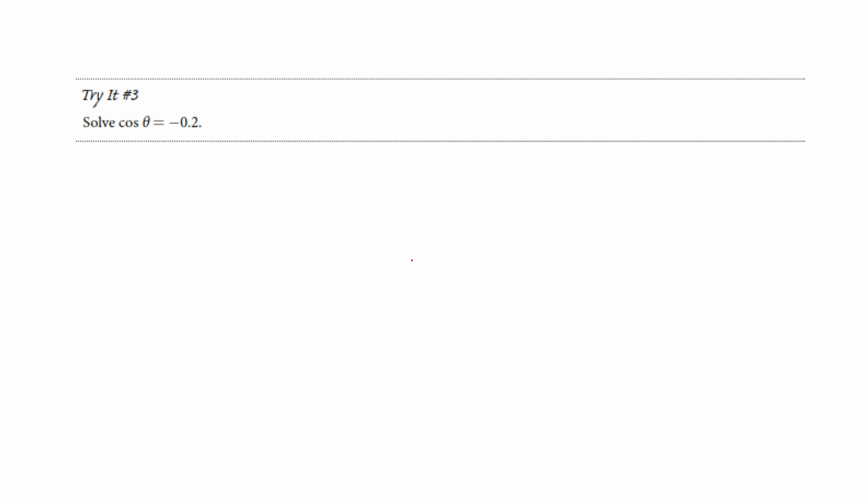Okay, so we would do the same thing. I would do inverse cosine of negative 0.2. Now I'm assuming this is in radians. And I would get 1.77. Okay, but like they did on the last one, we're going to change this to degrees. I would multiply it by 180 divided by pi, and I get 101.54 degrees.